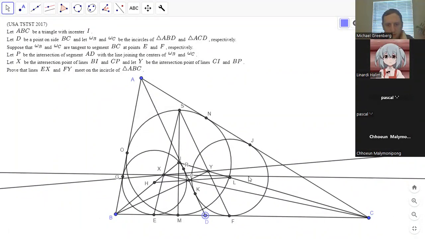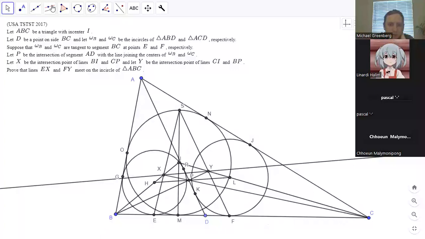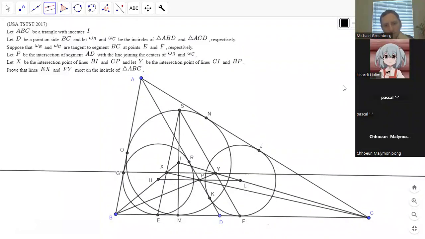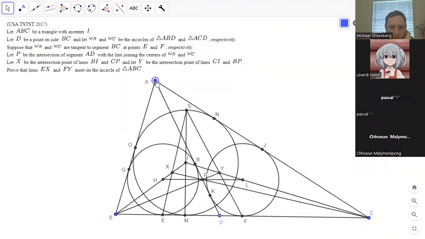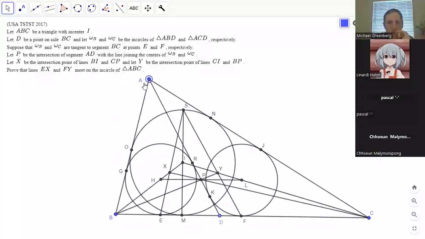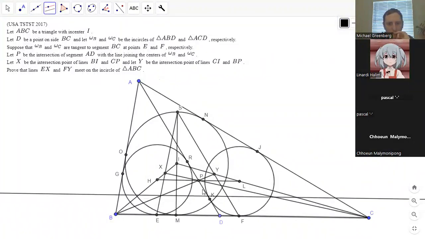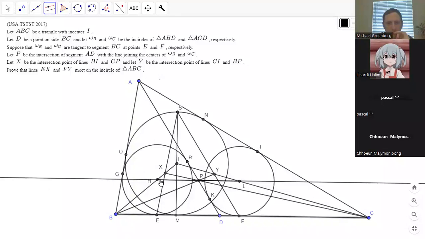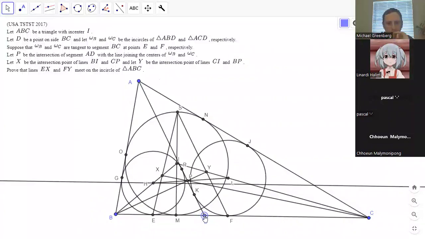Okay, so XY is not parallel to BC, but it might be parallel to HL. So let's see. Oh no, it's not parallel either. It's very close though. So yeah, none of the three are parallel, right? This looks like maybe HL is parallel, even though XY isn't. No, it's not. Okay.